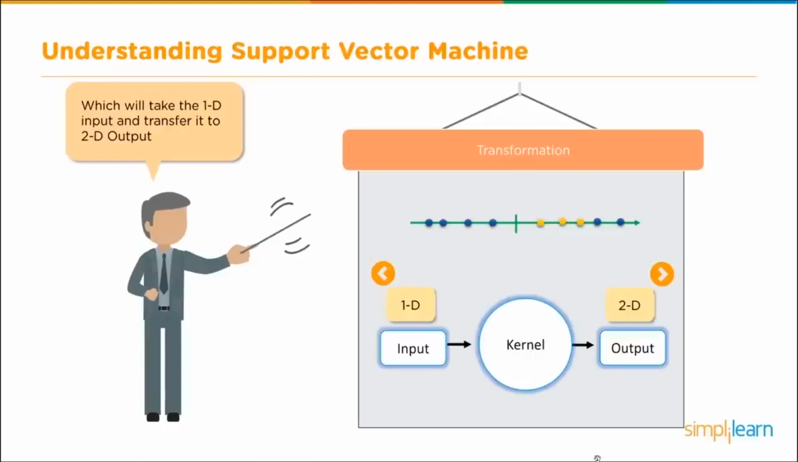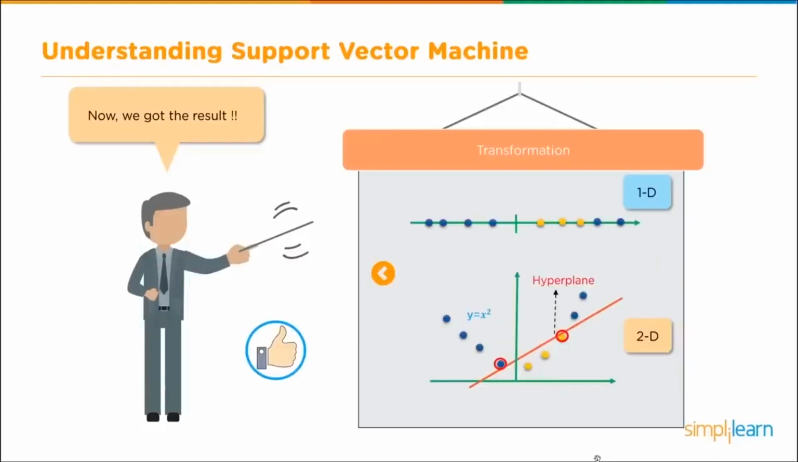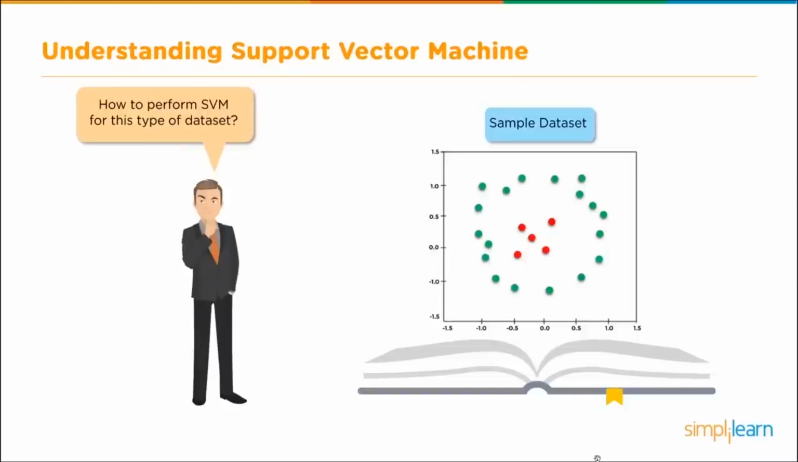The kernel function will take the 1D input and transfer it to a two-dimensional output. As you can see in this picture here, the 1D when transferred to a two-dimensional makes it very easy to draw a line between the two data sets. What if we make it even more complicated? How do we perform an SVM for this type of data set? Here you can see we have a two-dimensional data set where the data is in the middle surrounded by the green data on the outside.